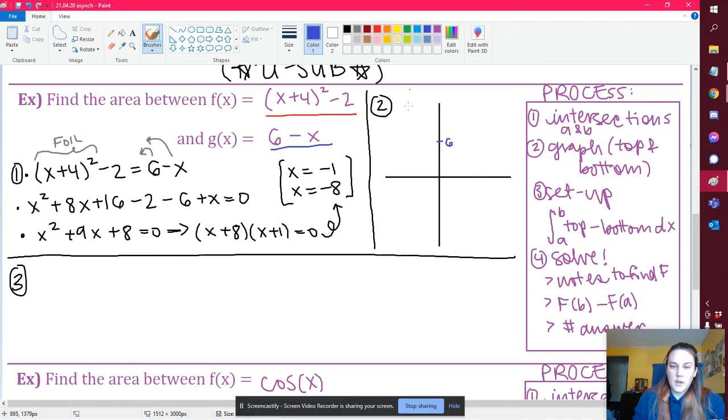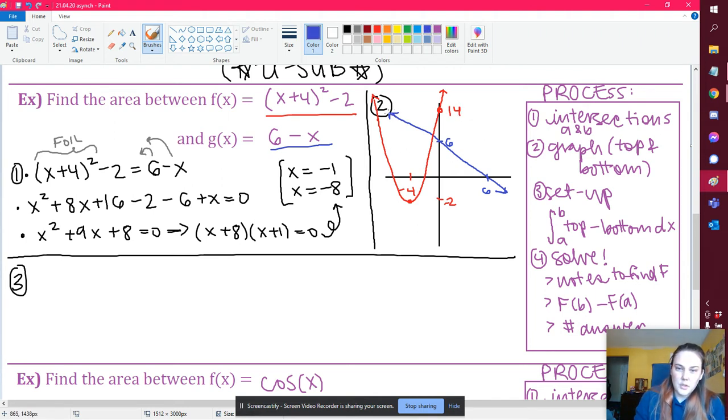Blue, I hit at 6. I also hit at 6 here. It's just a straight line. And then blue or red, I go over 4, down 2. That's my vertex for a parabola that looks like this. You might say, Miss Johnson, how did you know that it hit up here? I plugged in 0 for x and got that this was going to be 14, right?